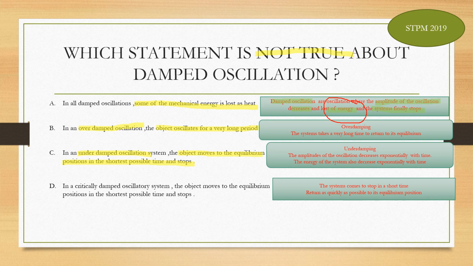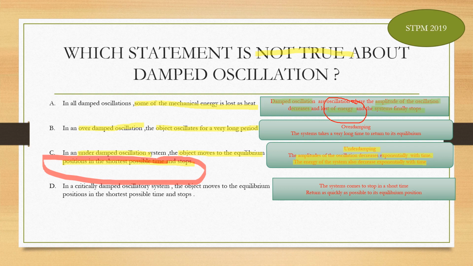That is not true. Why? Because in under damping, the amplitude of the oscillation decreases exponentially with time. The energy of the system also decreases exponentially with time. That means this statement is untrue. This statement here should actually be referred to critical damping. Agree?